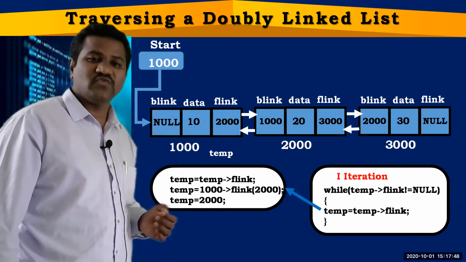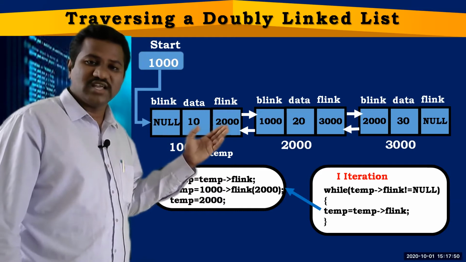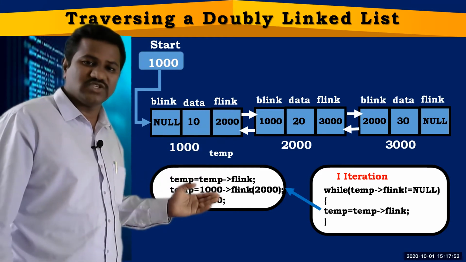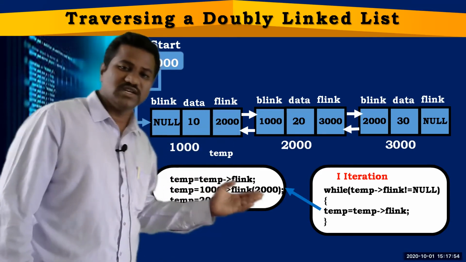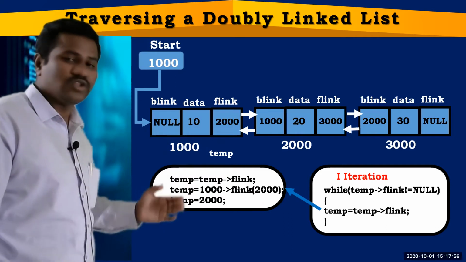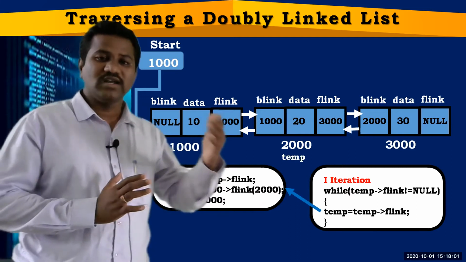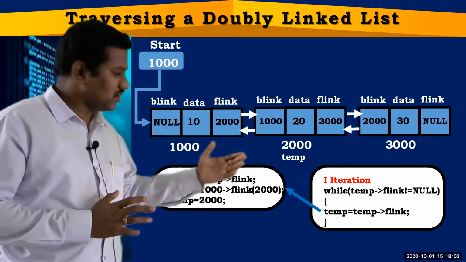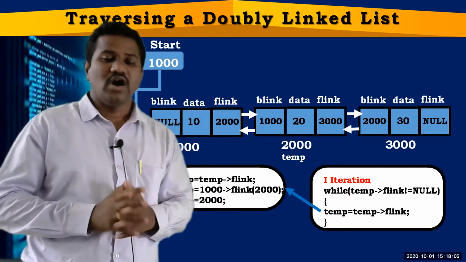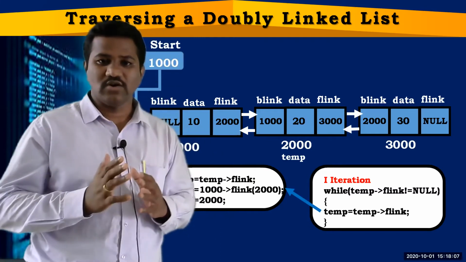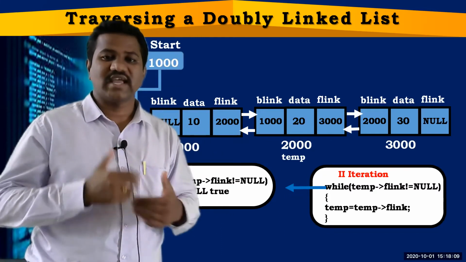Temp is assigned with temp forward link. Temp forward link actually contains 2000. That is, temp means 1000. 1000 forward link contains 2000. 2000 has been stored in what? Temp. So that your temp moves from the current node, that means your first node, to what? Second node, right? This is how temp has been moved to the second node.